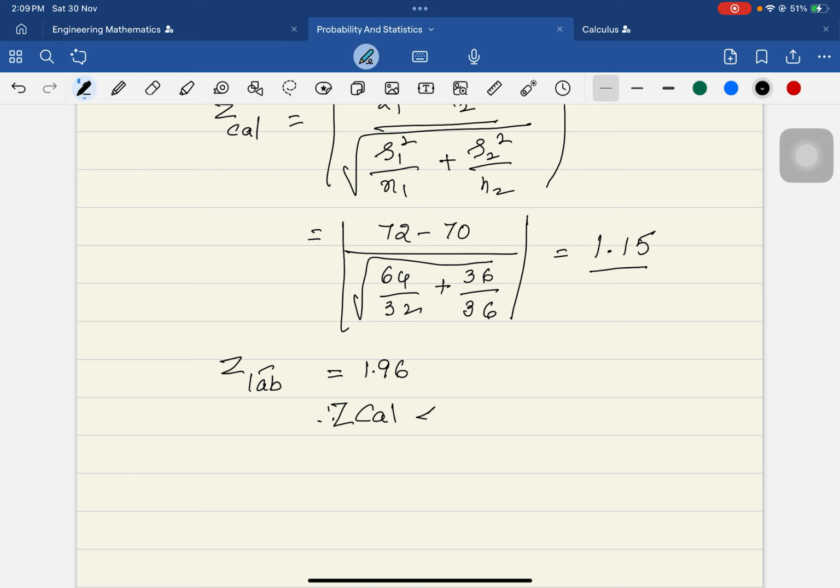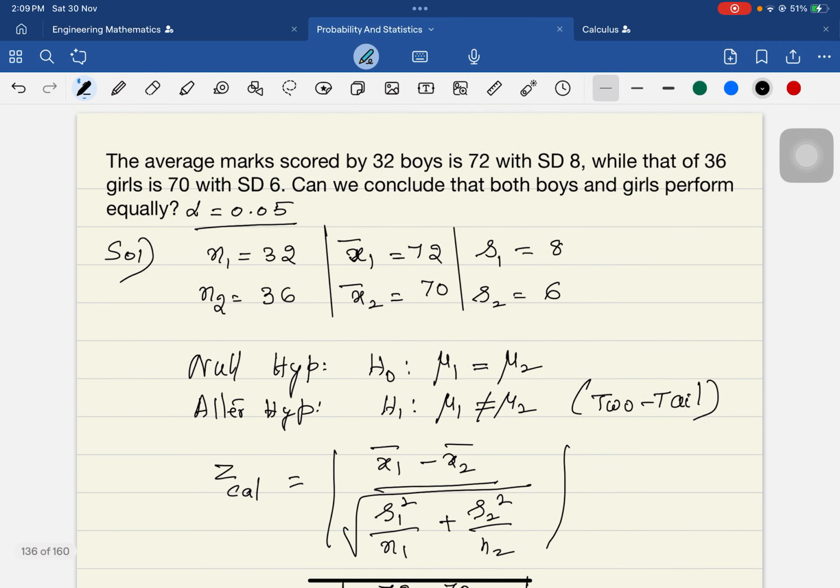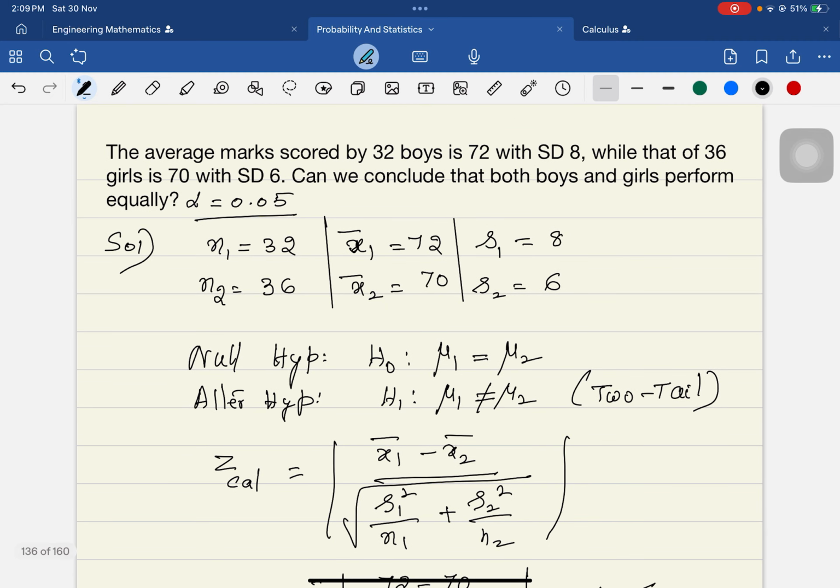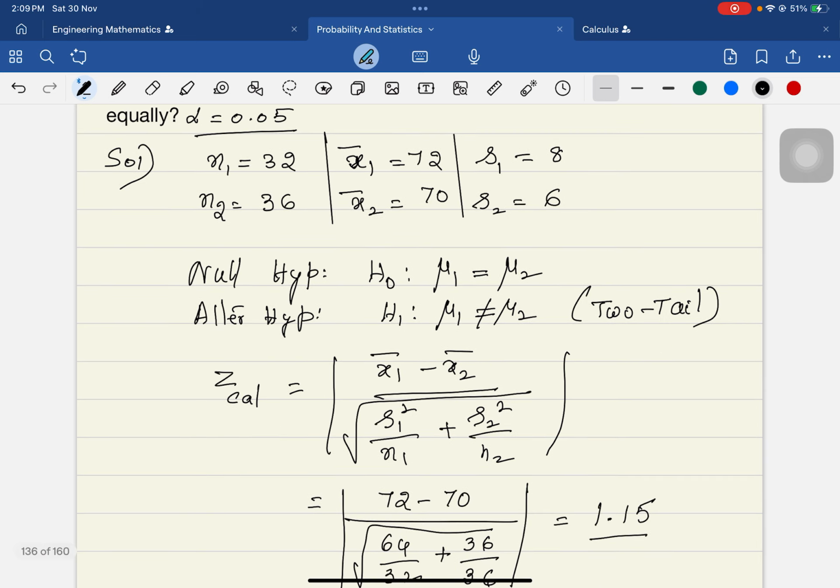This is 1.96. So Z calculated value is less than Z table value. Therefore, accept the null hypothesis H naught. So this is the meaning of accepting the null hypothesis when the sample means and their standard deviations are given. You have to see the suitable formula and solve the problem.